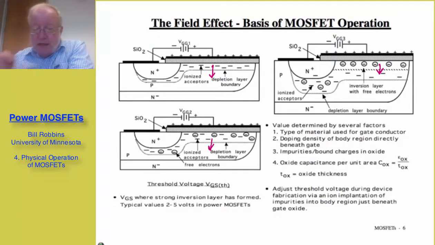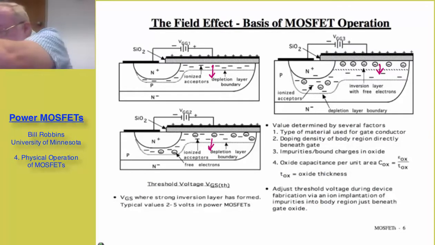The exact voltage at which inversion occurs is a function of several factors, including the type of material that I use for the gate conductor, the doping density in the body region underneath the gate. If there are any bound impurities in the charge, that will affect it. And most importantly, the oxide capacitance per unit area. It's possible during manufacture to adjust the threshold voltage by implanting more impurities into the body region right under the oxide, and that is done by ion implantation.